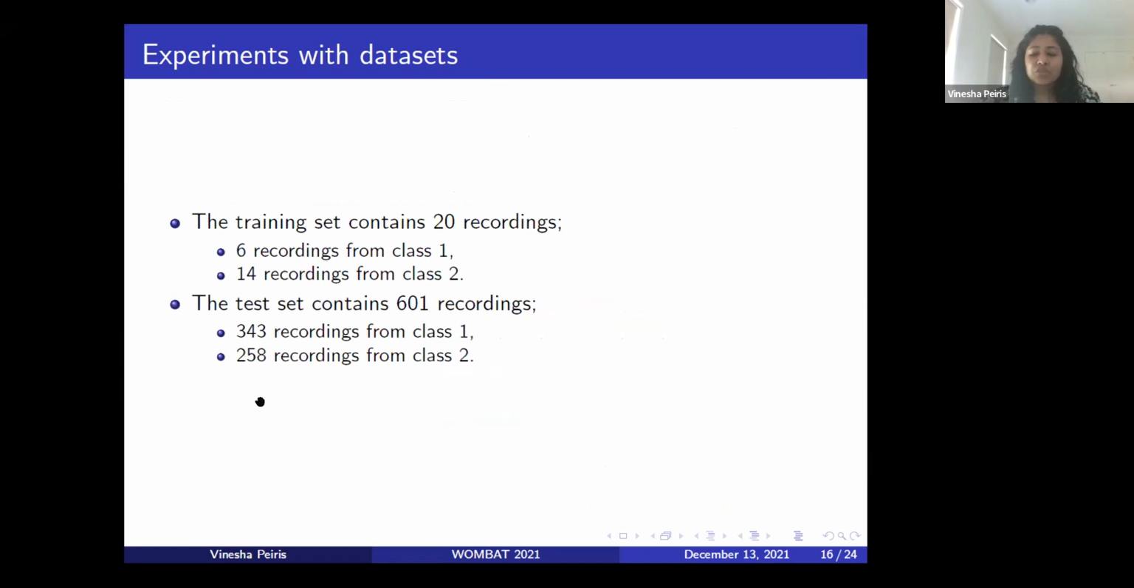Now I have just 20 recordings in my training set, and I have 601 recordings in my testing set. So my training set is relatively smaller than the testing set. So now you know why. We have just 6 recordings coming from class 1 and 14 recordings coming from class 2. And in the test set, we have 343 recordings coming from class 1, 258 recordings coming from class 2.